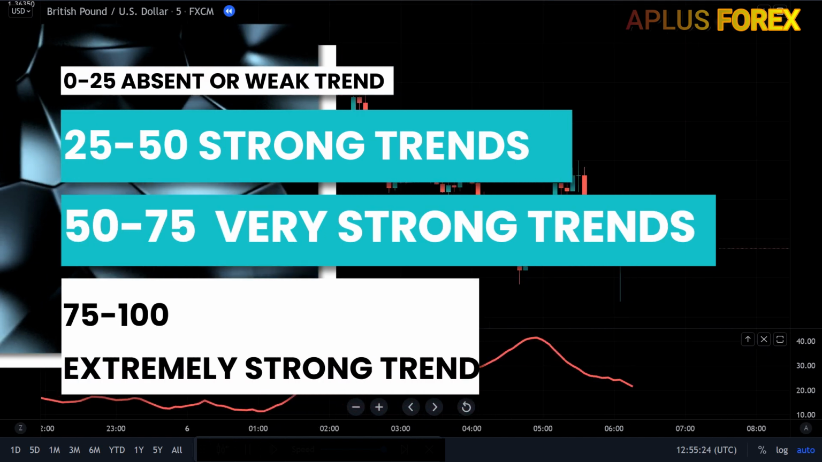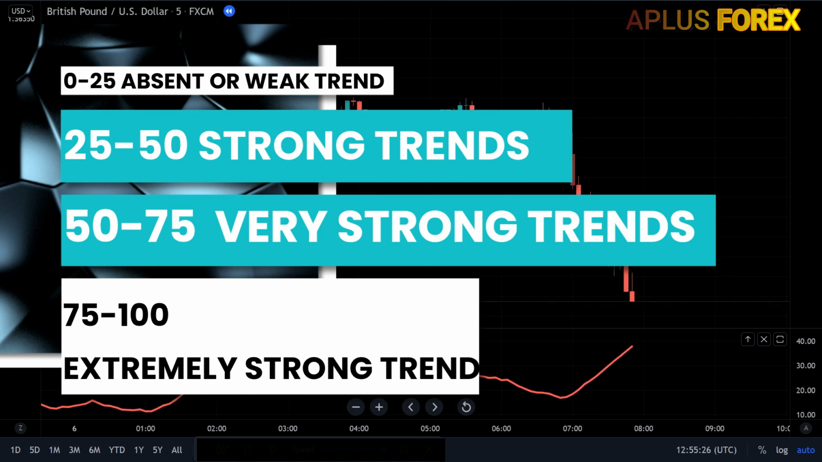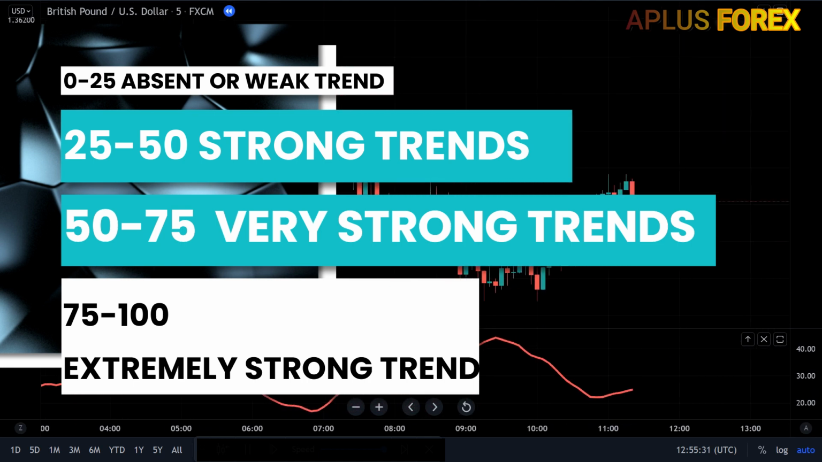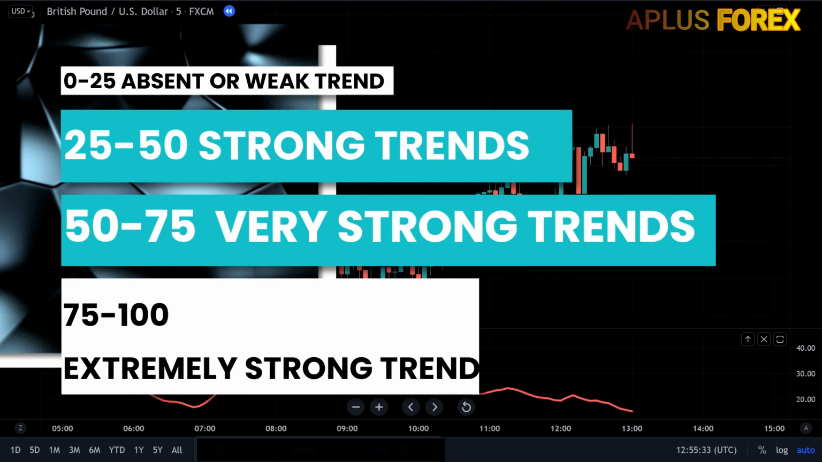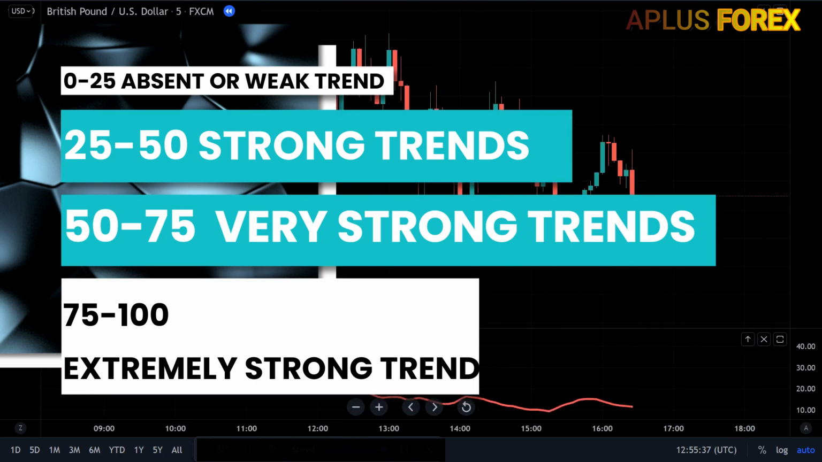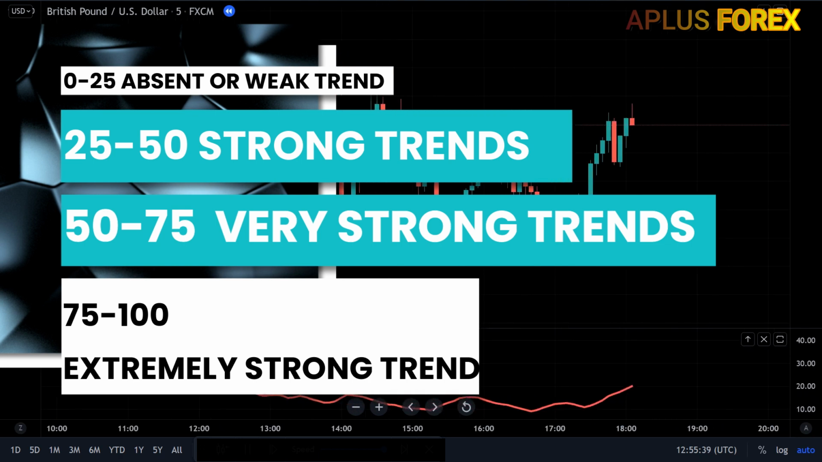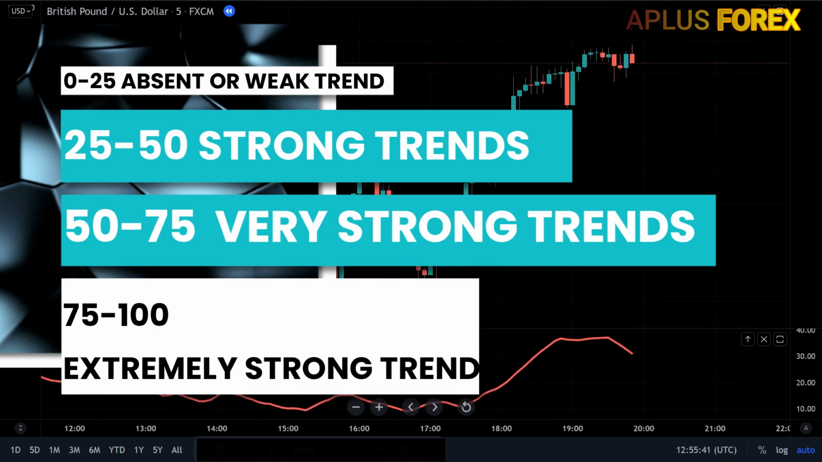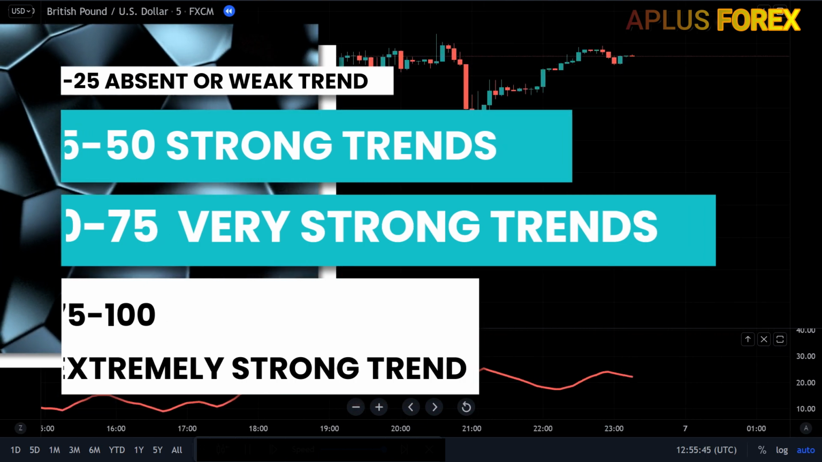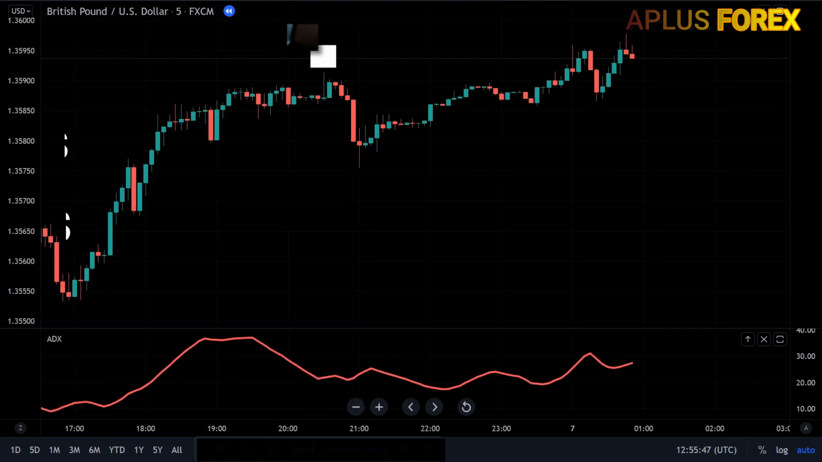ADX readings of 0 to 25 represent an absent or weak trend. ADX values of 25 to 50 represent strong trends. ADX values of 50 to 75 represent very strong trends. And lastly, ADX values of 75 to 100 represent extremely strong trends.